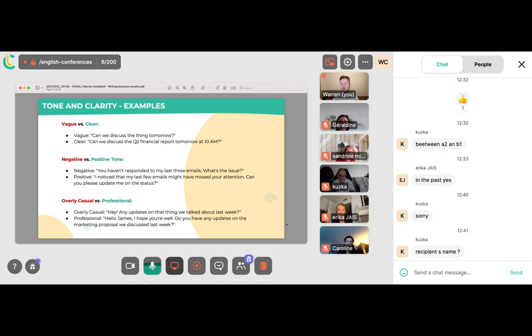And of course, avoid being overly casual. So some examples here. "Hey! Any updates on that thing we talked about last week?" A more professional approach here: "Hello, James. I hope you're well. Do you have any updates on the marketing proposal we discussed last week?" Okay. So being professional requires more work, as you can see, but the payout would be better.